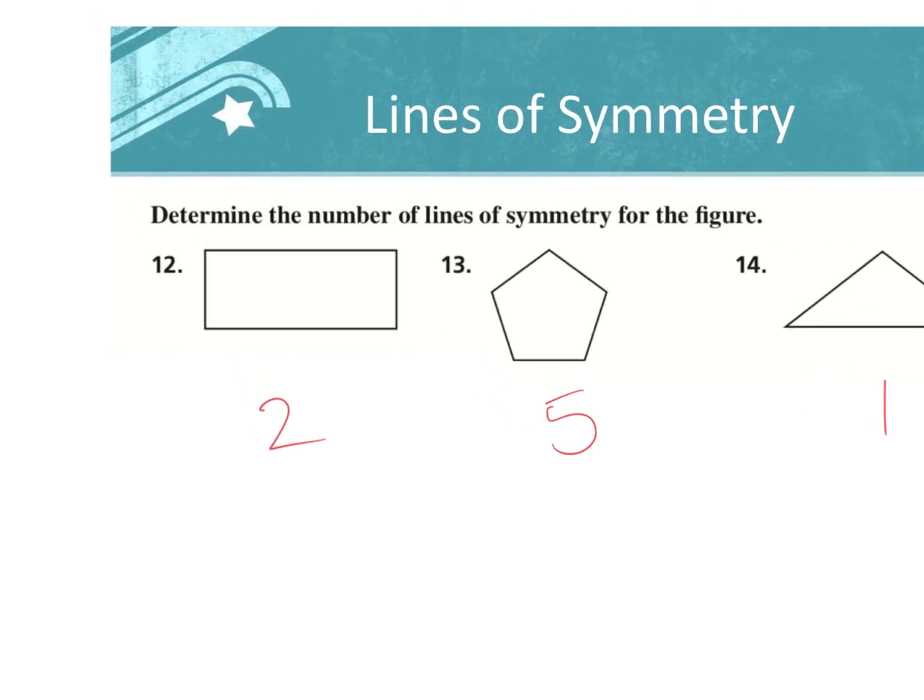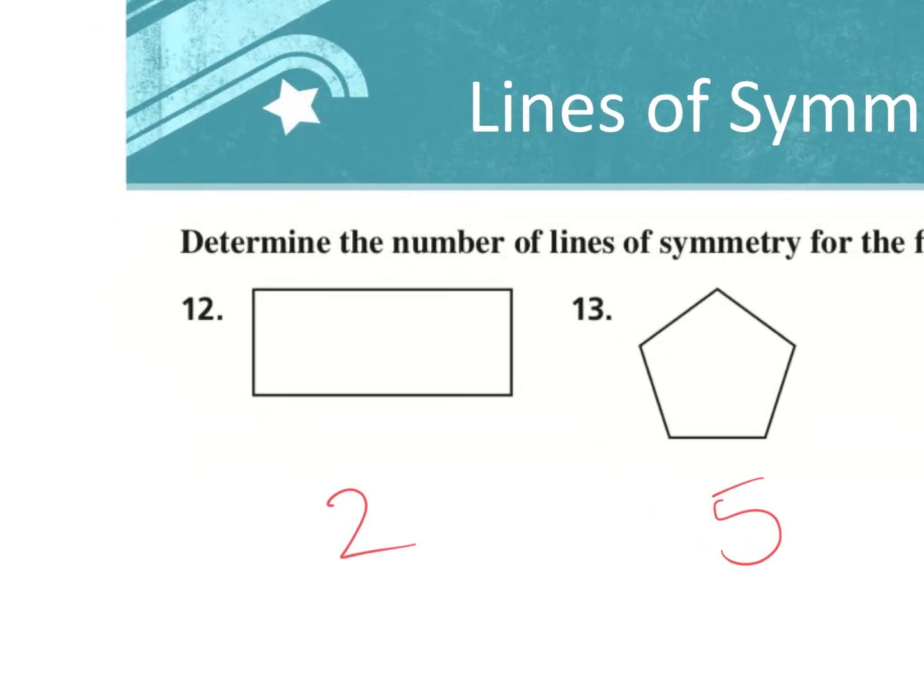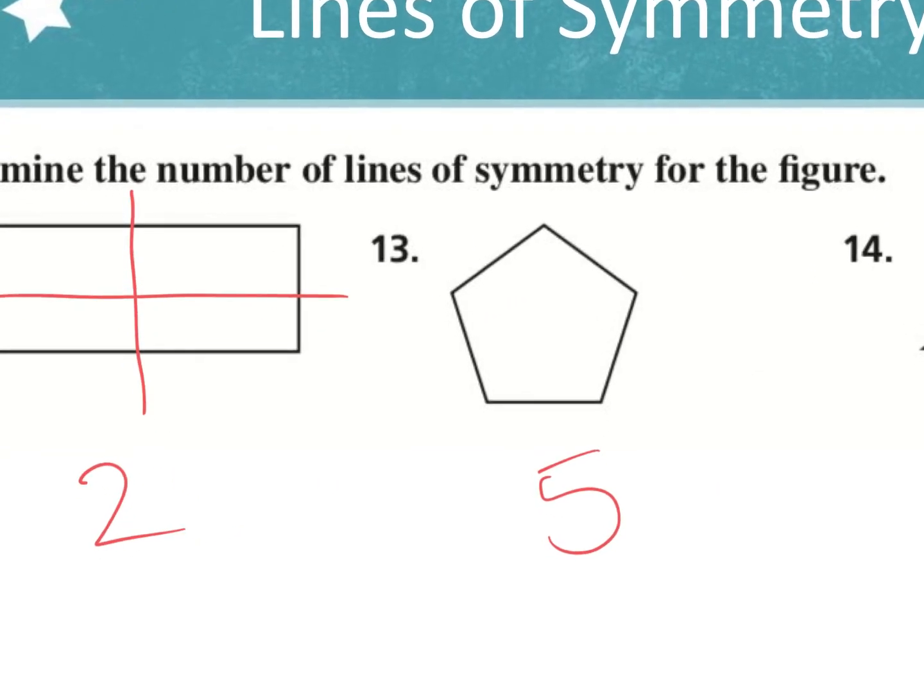So what were the 2 lines of symmetry in number 12? Straight down and horizontal. Yes, we all got those? Was a diagonal a line of reflection or a line of symmetry? Is this a line of symmetry? No, because it's what figure? The rectangle. It's a rectangle, okay? If it was a square, would a diagonal be a line of symmetry? Yes, okay?